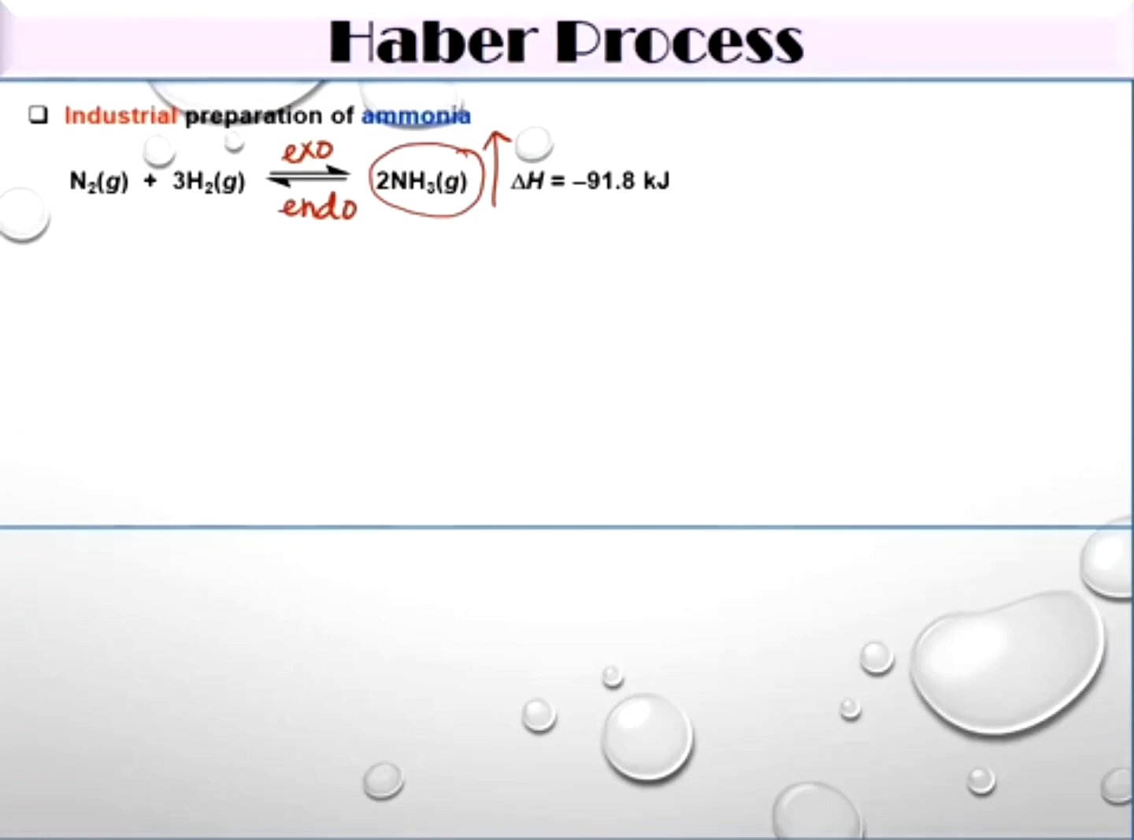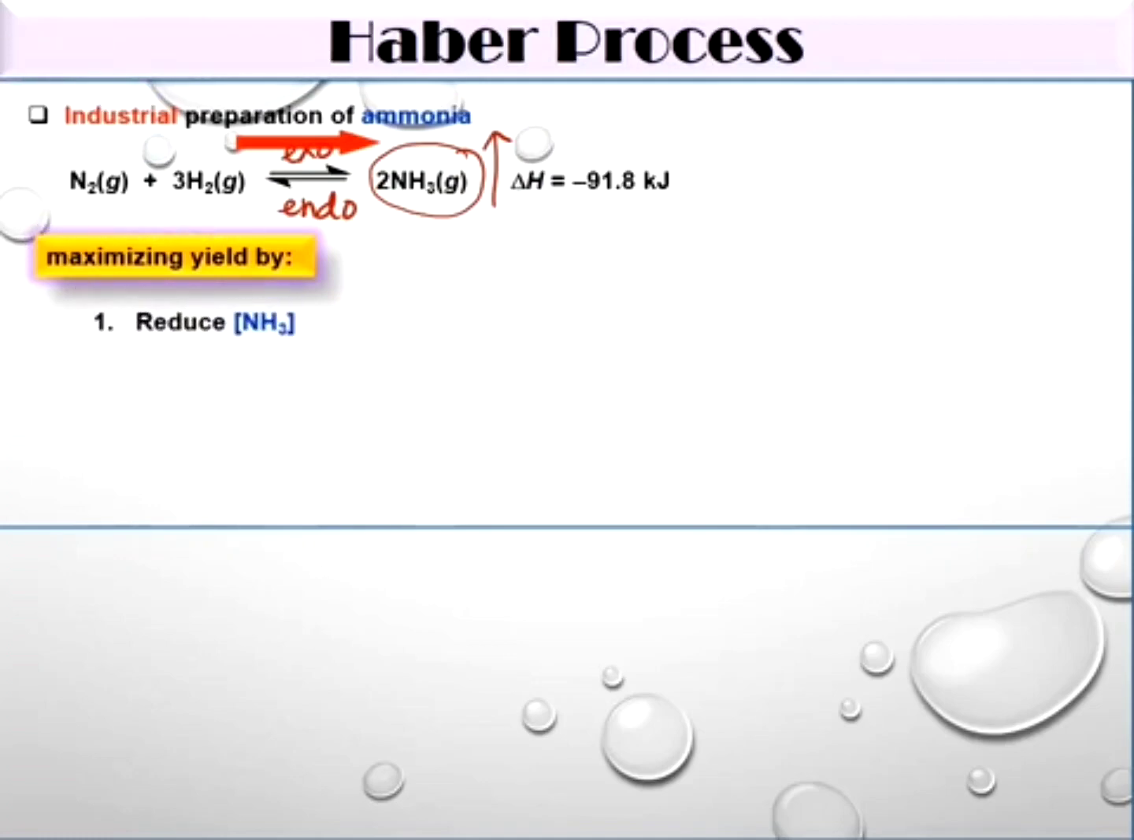Okay, so maksudnya nak hasilkan ammonia yang banyak, you kena jadikan sistem ni shift to the right. The position of equilibrium will shift to the right. So to maximize the yield of ammonia, the first method you can use is we reduce the concentration of ammonia. Nampak? Awak kurangkan concentration ammonia. So kalau awak kurangkan concentration ammonia, left and right side dah tak balance. So macam mana nak balance kan dia? Yes, you need to shift the position of equilibrium to the right. Kita kurangkan concentration ammonia, maksudnya awak jual lah. Okay, so remove NH3, dia akan hasilkan lagi NH3, betul tak?